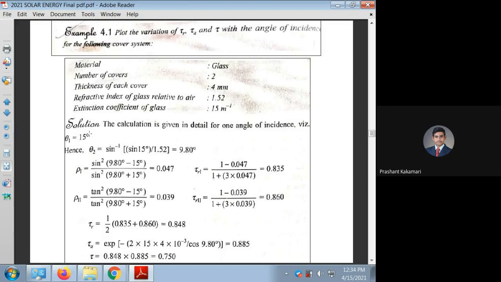Now see, in the question we are not given the incidence angle itself. That's why in the solution we have assumed theta 1 is 15 degrees, and tau we have found out is 0.750. The next thing we have to do is assume theta 1 as 20 degrees, 30 degrees like this, and go on again. Then for incidence angles 15 degrees, 20 degrees, 30 degrees and so on, you can plot the values of tau r, tau alpha and tau found out by these formulas. Okay, it's a recurring process.